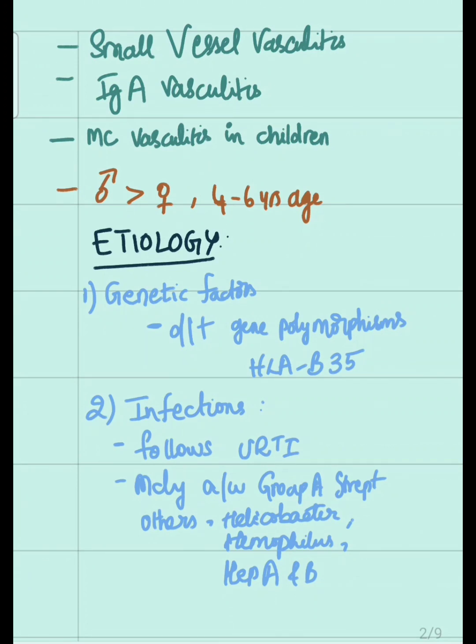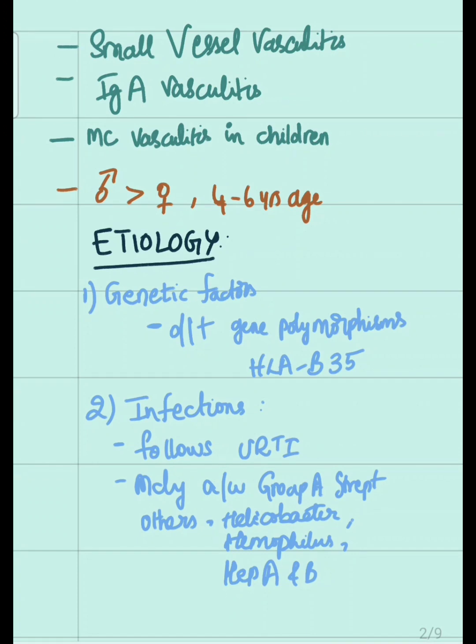Coming to etiology, we have to keep three factors in mind. First are the genetic factors, second is infection, third are the environmental factors. Coming to genetic factors, it is commonly seen due to gene polymorphisms such as HLA-B35 and HLA-DRB1, and it is also commonly seen in association with infections.